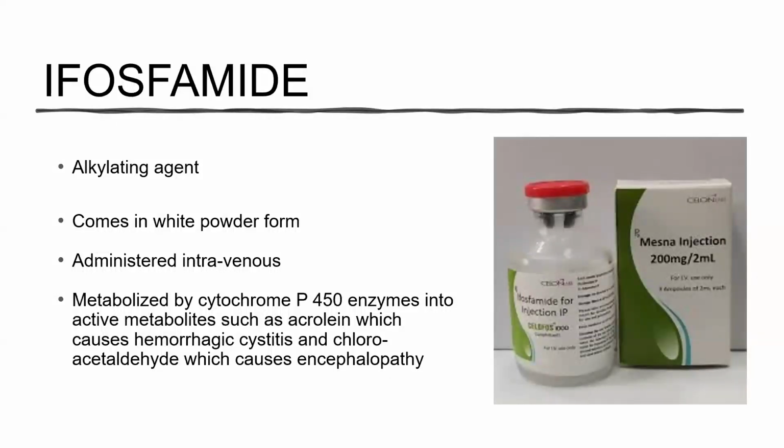Ifosfamide-related encephalopathy has 4 grades: grade 1, grade 2, grade 3, and grade 4, and that grading is called the Madvick grading of ifosfamide encephalopathy. Grade 1 will be just fatigue or mild confusion, but grade 4 will be life-threatening. Grade 3 would be associated with stupor or seizures. Ideally, if it becomes grade 3 or grade 4, you're not supposed to rechallenge.